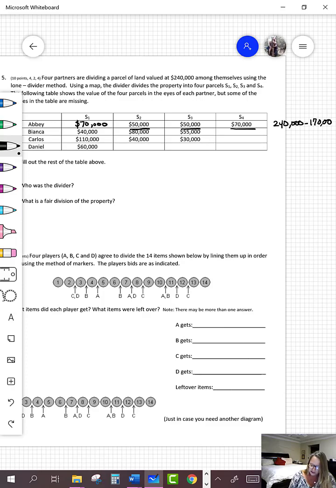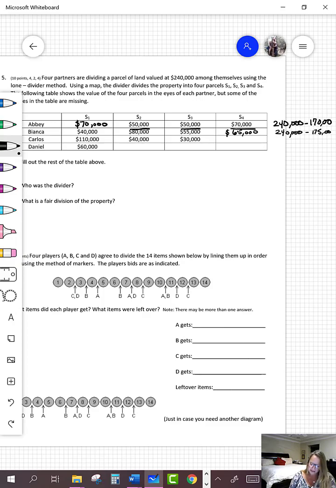Bianca, she feels that the first is 40,000, second is 80,000, that's 120. 120 plus 55,000 is 175,000. So if we took the 240,000 minus 175,000, this gives us that this amount for parcel 4 in the eyes of Bianca is $65,000.